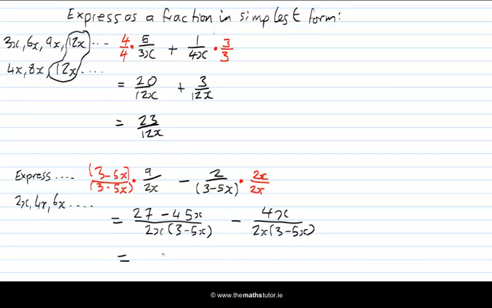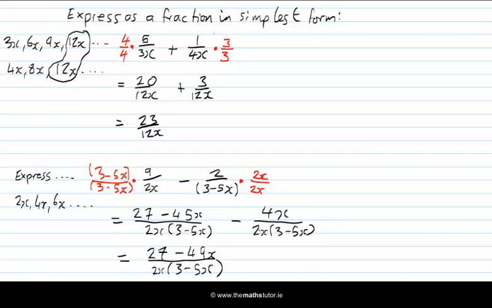So if we try and add these, we get 27, because there's no constant in this other fraction, so the 27 stays as it is. The minus 45x, then you start with that, then you take away 4x, so we get minus 49x. And that's all divided by 2x times 3 minus 5x.